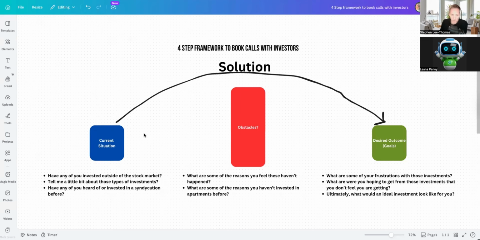When did this start happening? When did you first start noticing this? And then at the end of it, the doctor says, all right, here's your prescription. Here's what you need to do. And that's what this is right here. So this is where you come in and start providing your solution. So that is your 4-step framework.